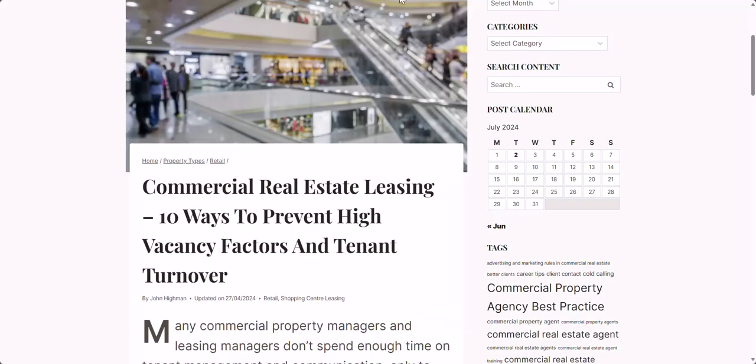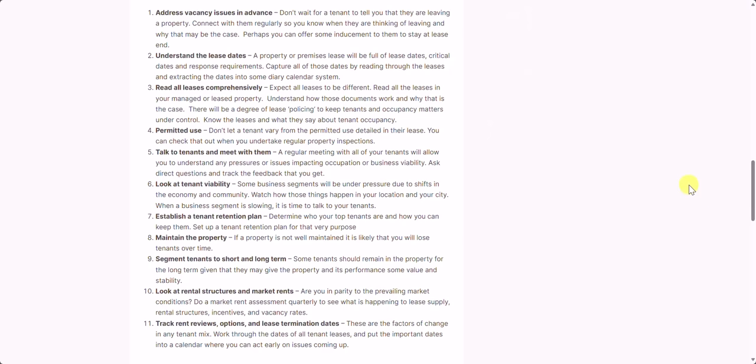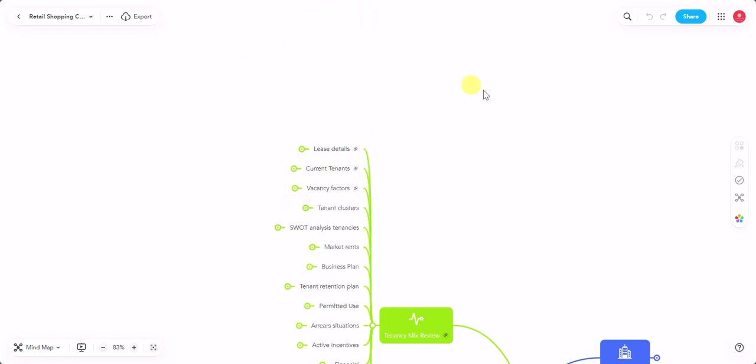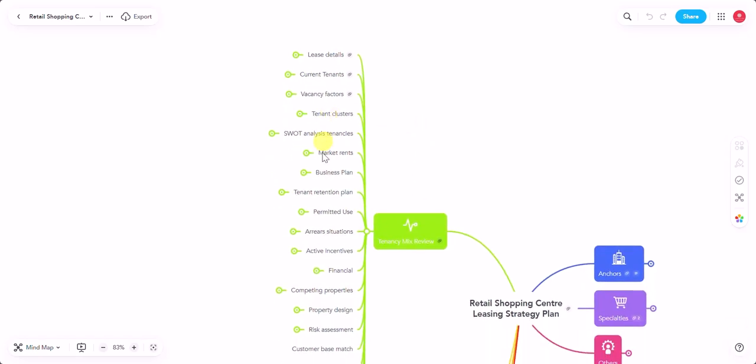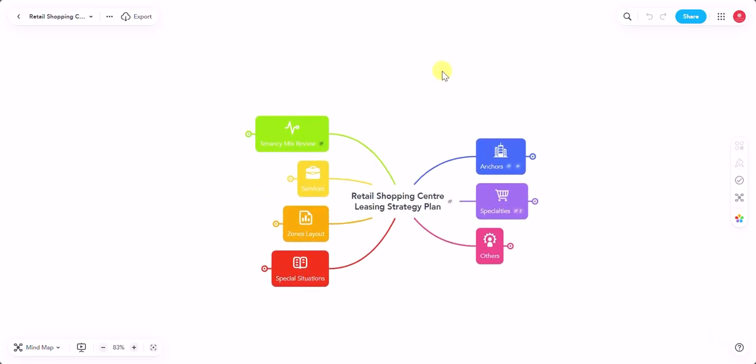Now don't forget to go to the website and get this article, 10 ways to prevent high vacancy factors and tenant turnover. And I do want you to spend some time in this particular list. Please do that. So going back to the chart, there it is there. I'm going to move on into the next program, into tenant clusters and all of these items. There are many different things here. And indeed, this particular chart is so big that I have to break it down for you so you get the maximum value from the program.